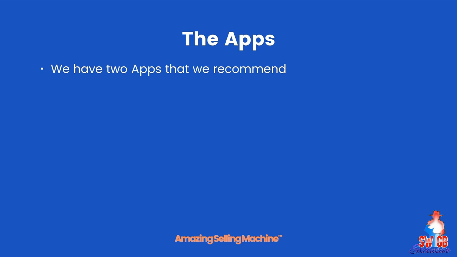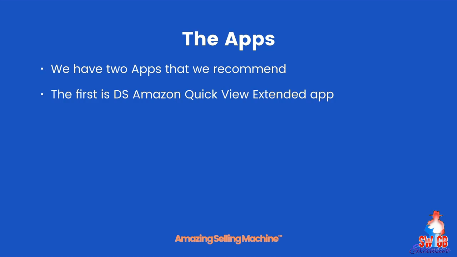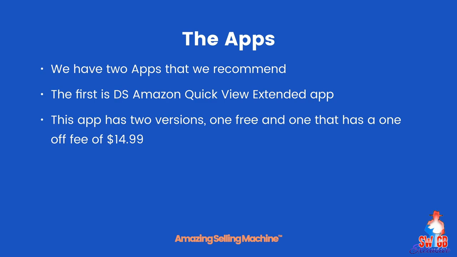So we do have two apps that we recommend. The first is DS Amazon QuickView Extended. Now this app has two versions essentially. One is free and one that has a one-off fee of $14.99. The second app is the AMZ Seller Browser.